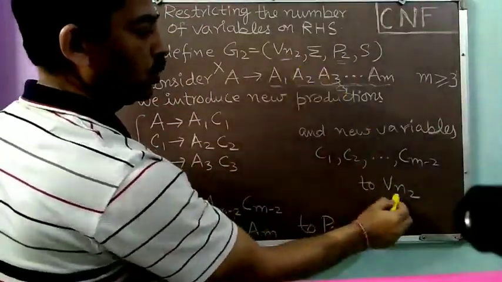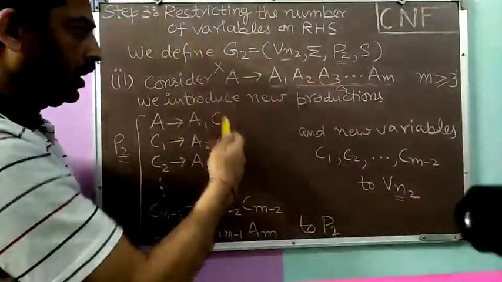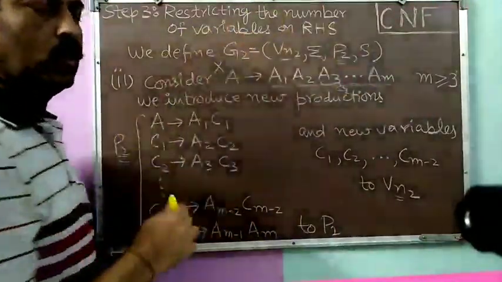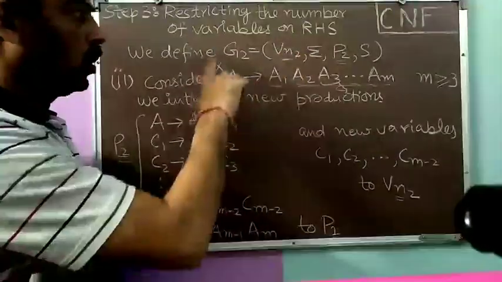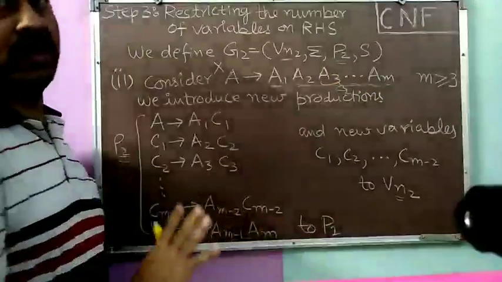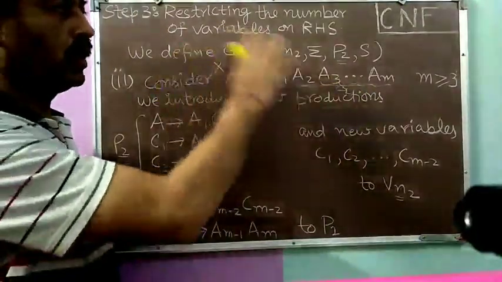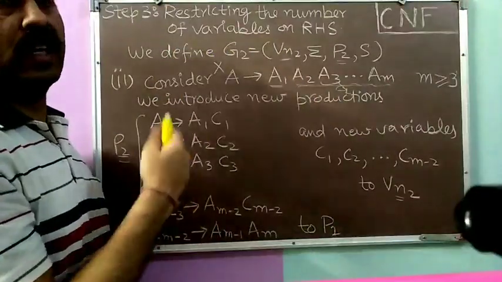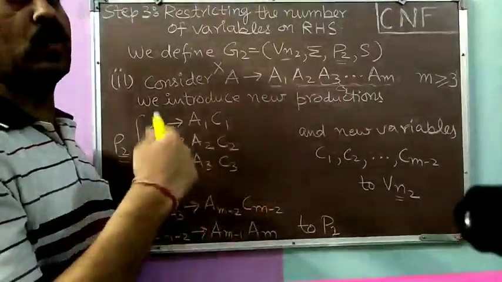Okay. So in this manner, now every production in this grammar G2 will be either of the form variable to a terminal or variable to a set of two variables, which was the required form by the CNF. So this is the whole procedure by which we can convert our given CFG into the CNF.